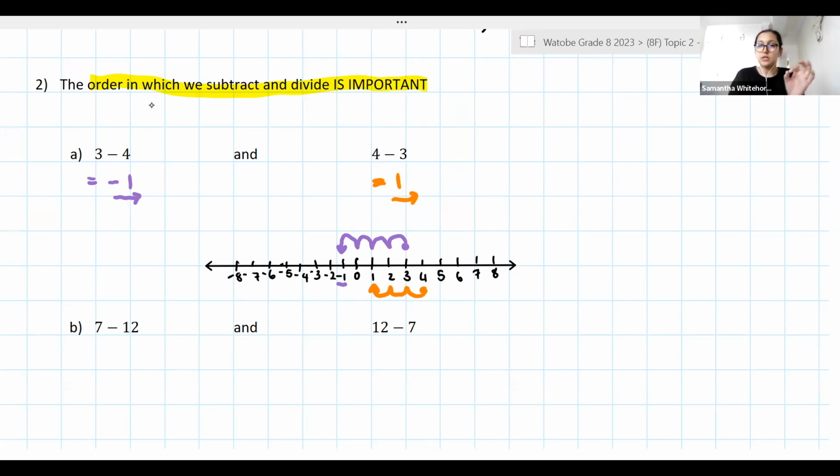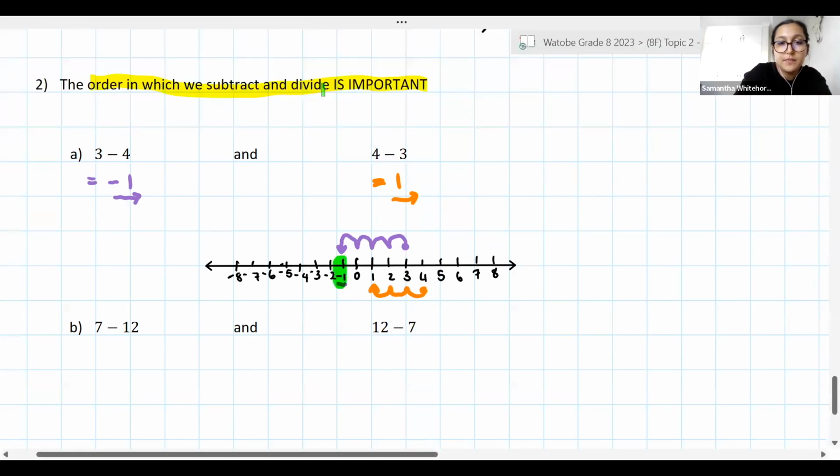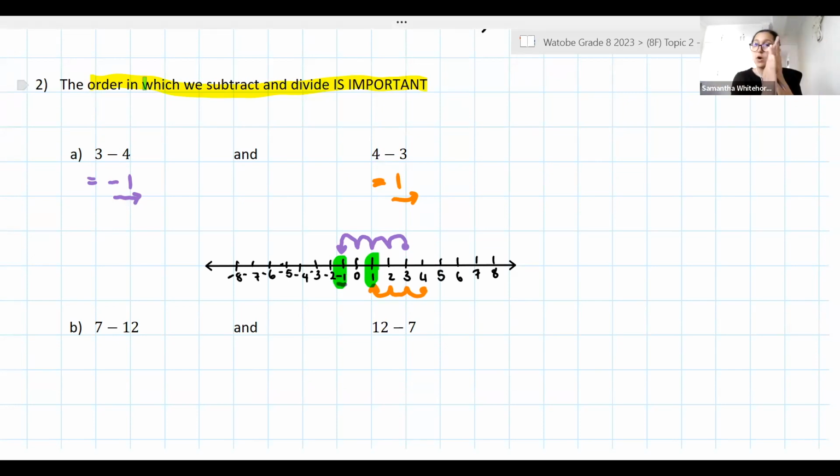Now, what's important to note here is that we've got two very different answers here. One is -1 and the other is +1. And so again, using this number line, we can see that these are in fact two different values. If they were on the same number, then cool, same answer. But one is negative, one is positive. And this is why the order in which we subtract is very important. If you switch the numbers around, you're going to get a different answer. And so it is very, very important that we take note of what order we have to do our subtraction in.